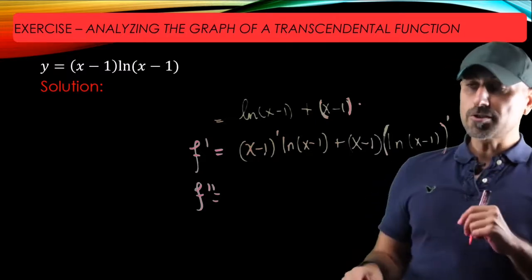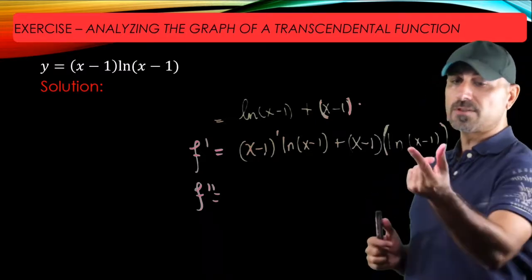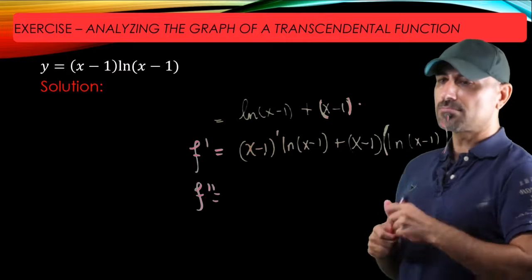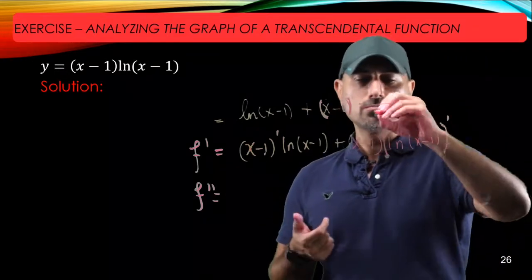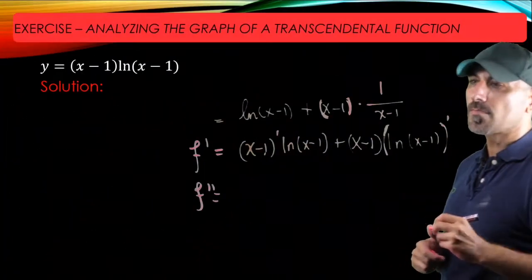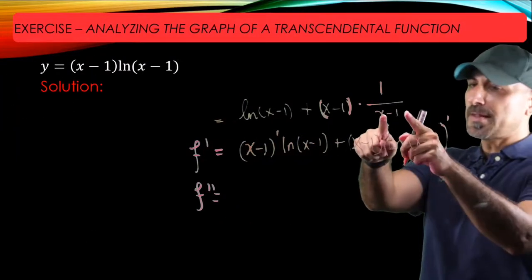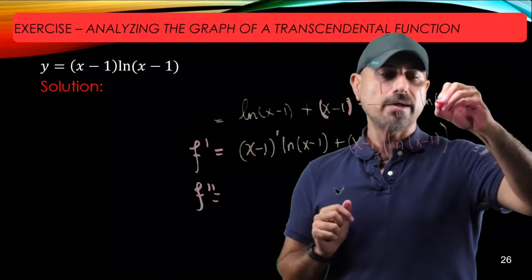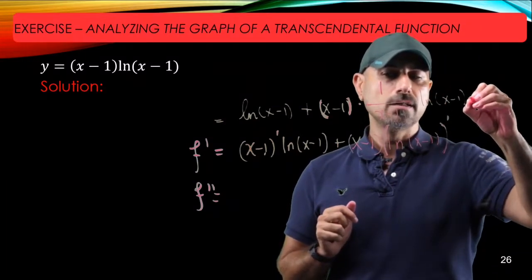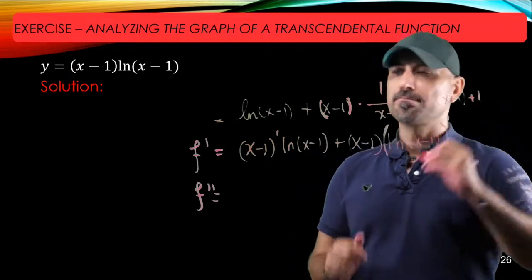Well, from the differentiation rules, we know that it's the derivative of the inside of ln, which is the derivative of x minus 1, which is 1, over the inside, x minus 1. Okay. Well, x minus 1 and x minus 1, they're the same, so they cancel out. So you have ln(x minus 1) plus 1.